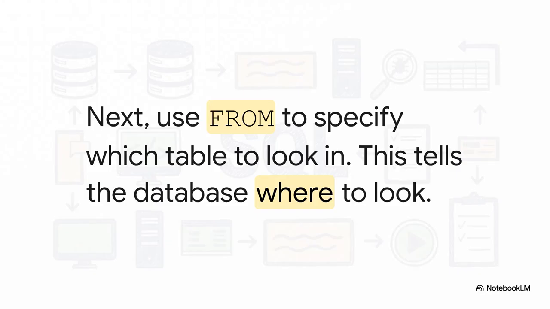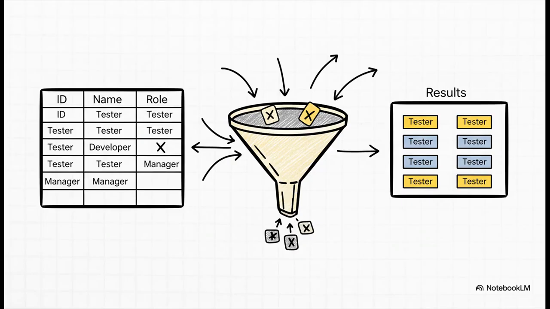Okay, next up, we have to tell the database where to look for this stuff. That's what FROM is for. By adding FROM employees, we're giving it the exact location. So our query now reads, show me the names and roles and go look for them in the employees table. Super simple, super direct.